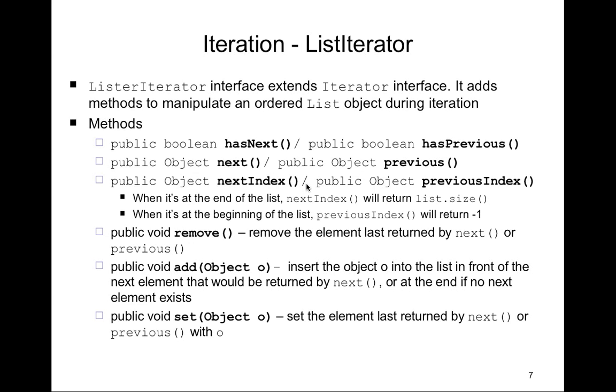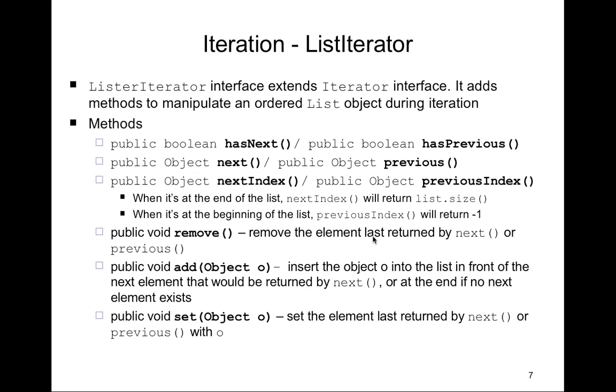nextIndex and previousIndex also work the same way. When the iterator is at the end of the list, nextIndex will return list.size. When the iterator is at the beginning of the list, previousIndex will be -1 because there's nothing there. It comes back as: no, there's no previous item if you're at the beginning of the list.